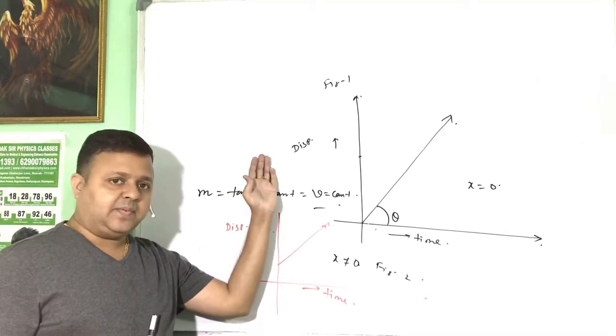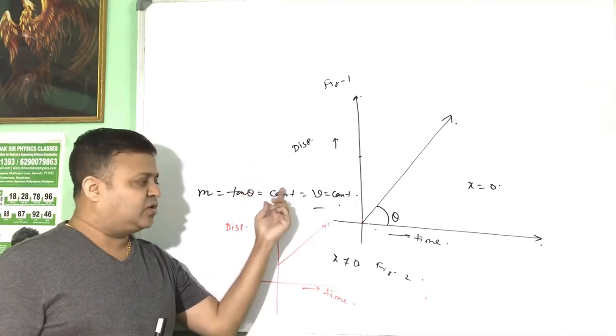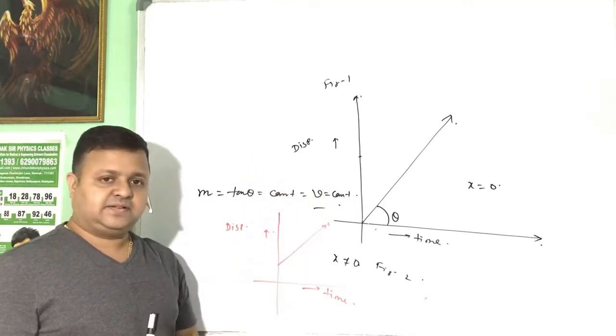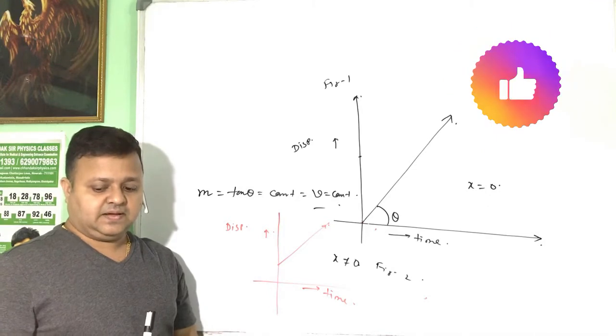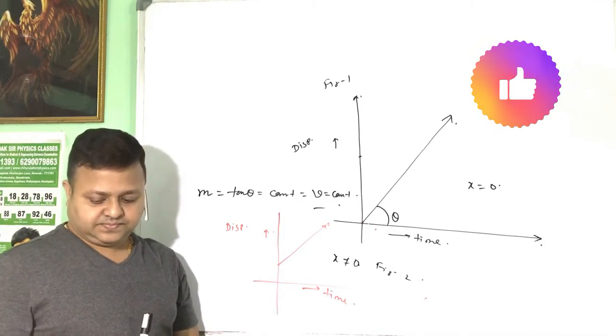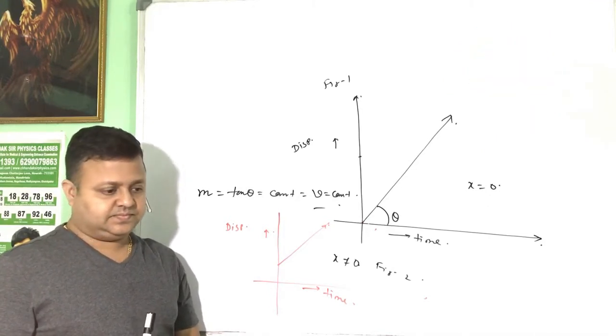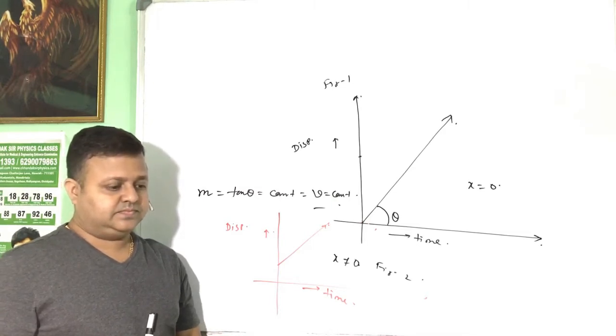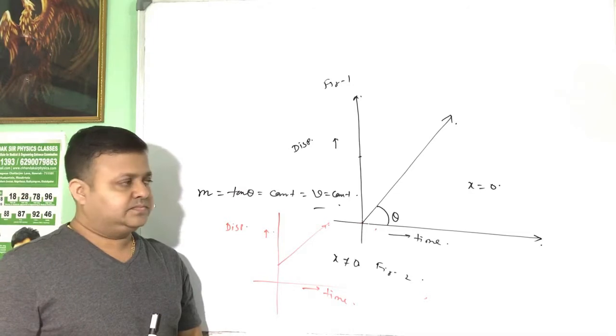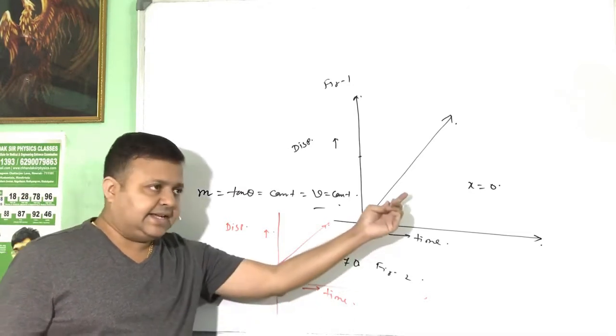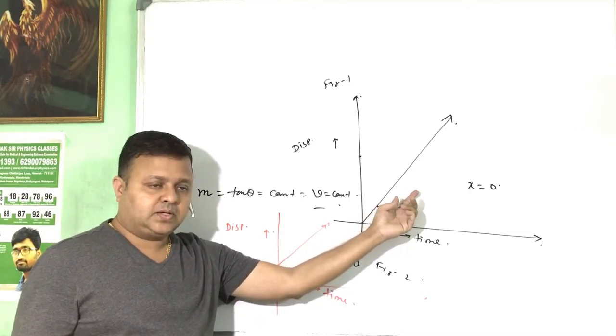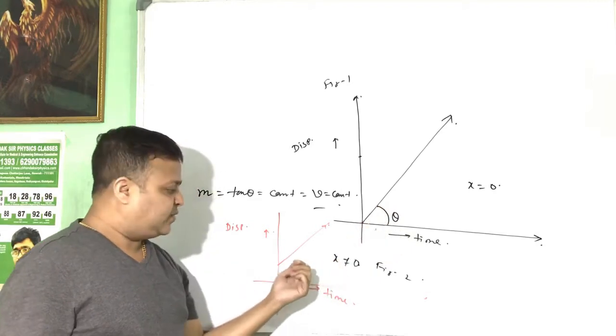Here theta is angle of inclination is constant. That means the slope constant, so the velocity is constant. Here the initial position is 0, so it starts from the origin. Here initial position is not equal to 0.